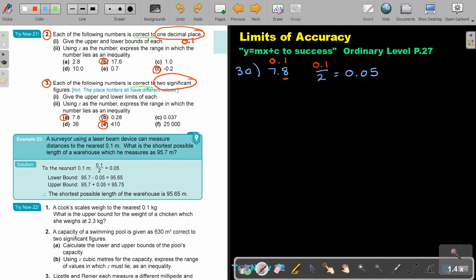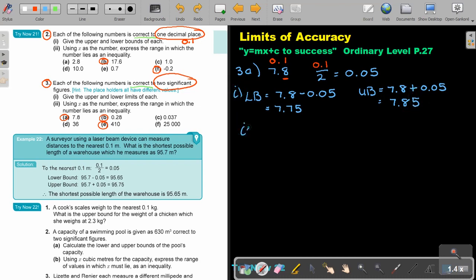0.05. Now I'm just going to take my number. So for my lower bound, it's going to be 7.8 minus 0.05, which is going to give me 7.75. And for my upper bound, it's going to be 7.8 plus 0.05, which is going to be 7.85. And now that was the first one.